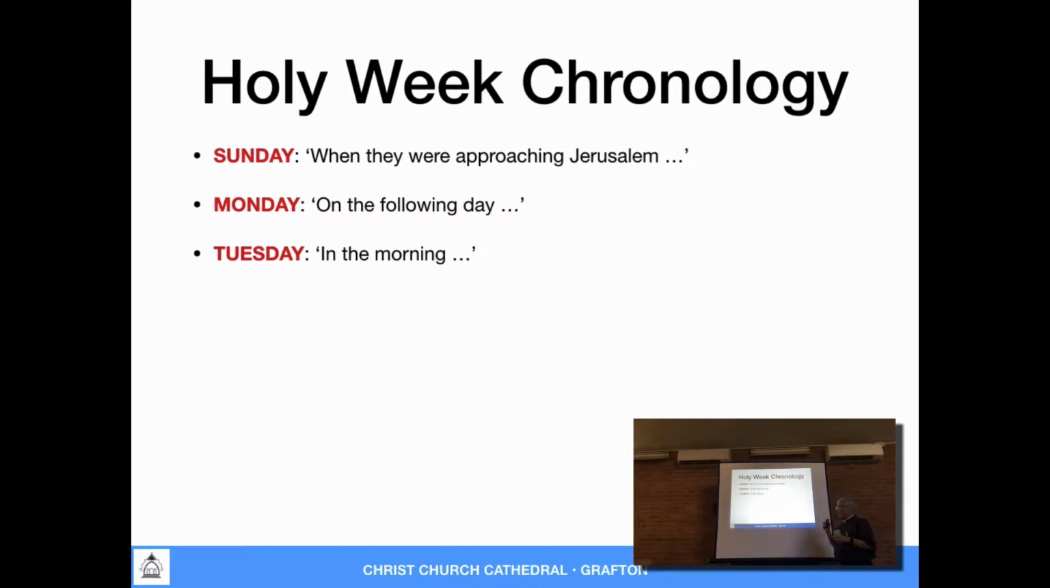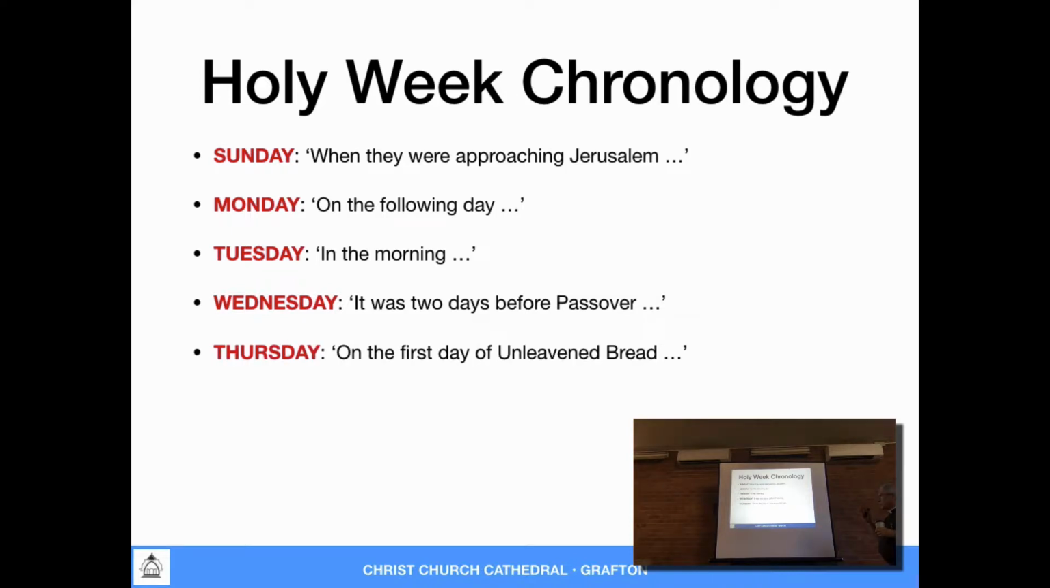Then a bit later on, in the morning, which could be the same day, but it suggests the next day in the morning. It gets us to Tuesday, if you're counting the days. And then we get a reference saying it was 2 days before Passover. And this is where Jesus is going to send the disciples, or a couple of disciples, to go and get the room ready. On the first day of unleavened bread, it gets us to the Thursday, which is 2 days before Passover, then the day before Passover, basically.